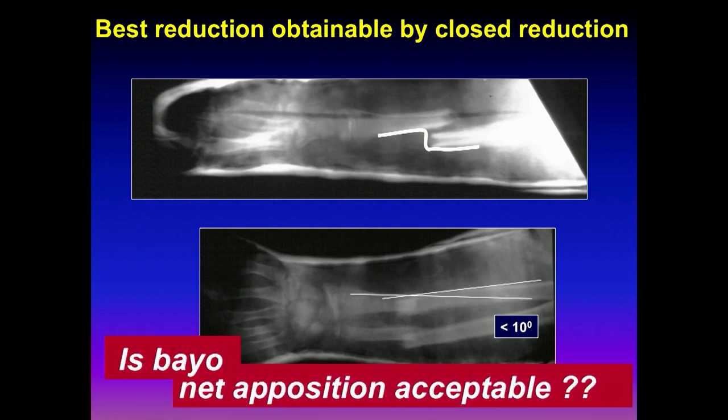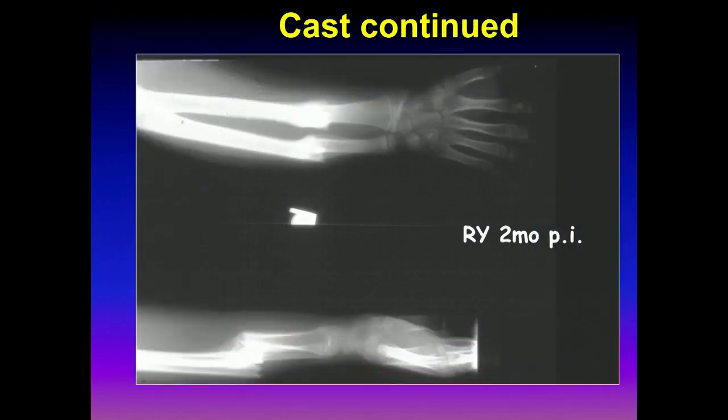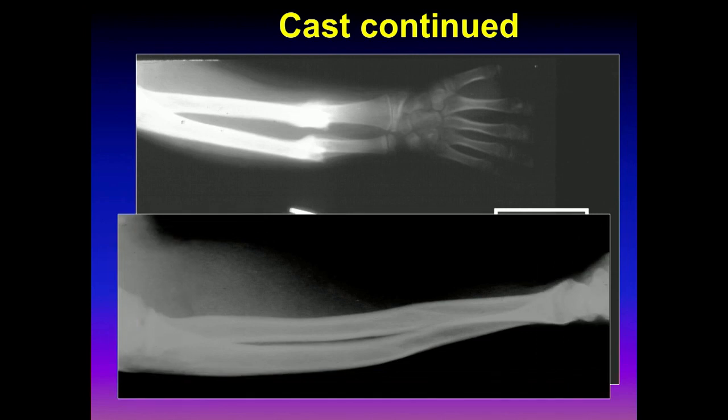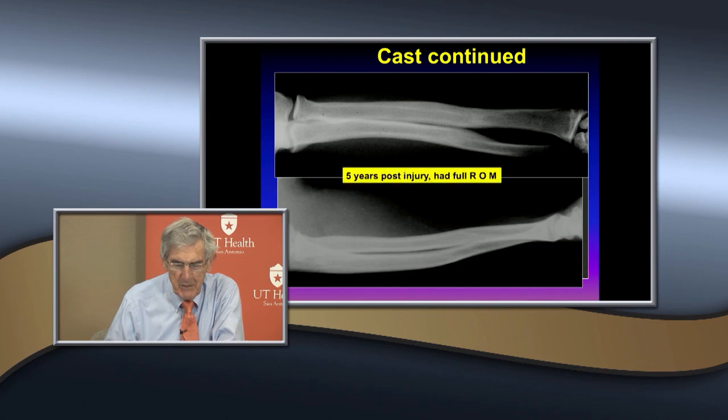So, is bayonet apposition acceptable? Well, what do you do next? Well, we washed him, and I know the mother's eyes all opened up when he came back and said, is he going to be okay? It still looks crooked, doctor. So I finally hunted him down. He did well. I had him come back at 5 years, and he's got a little bit of angulation, but he had full supination and pronation.